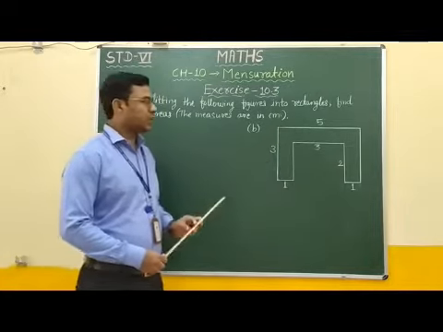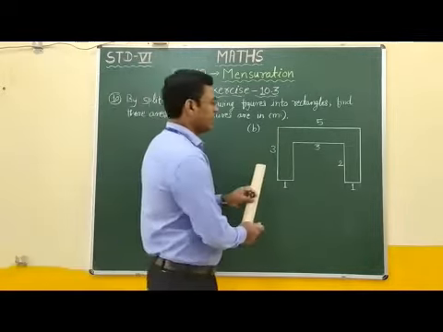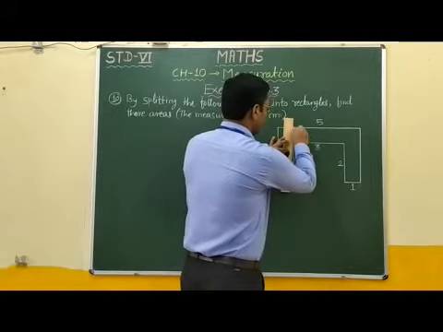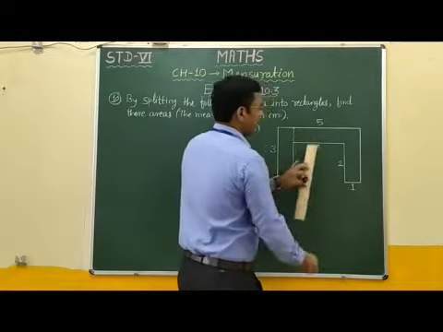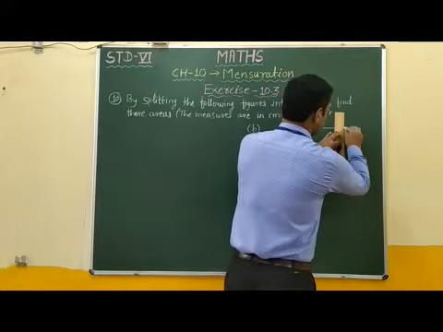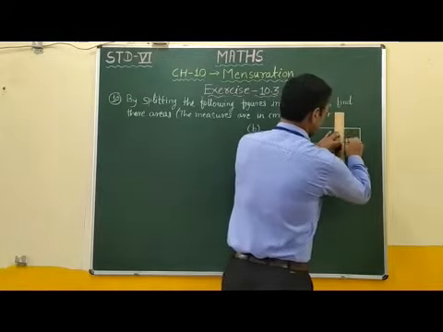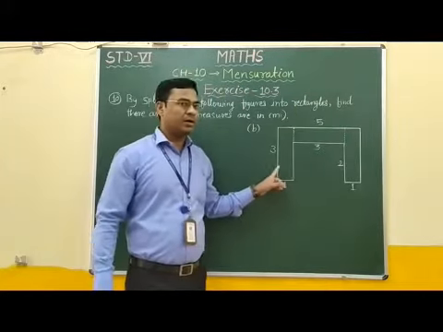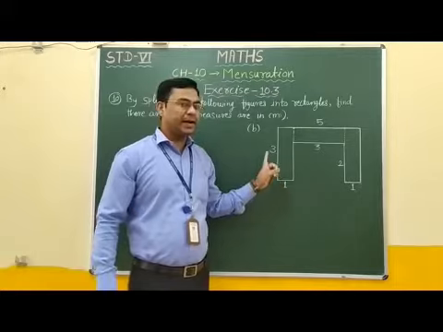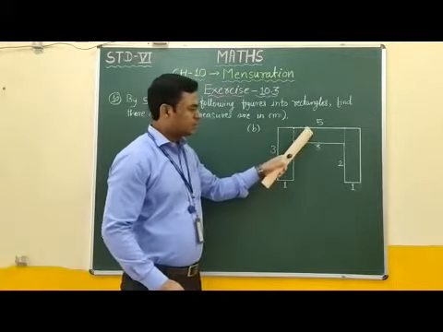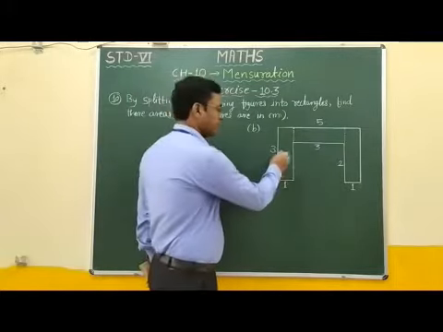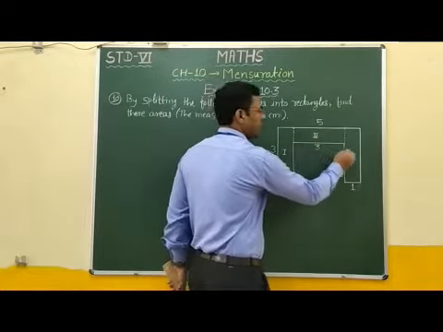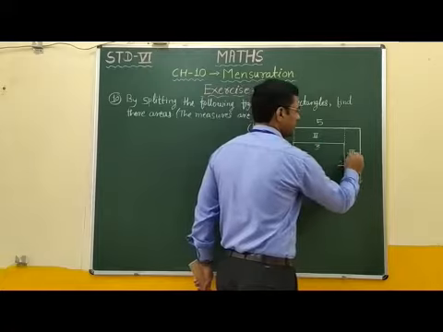Therefore, students, we can split this figure by the dotted lines. If I draw here a dotted line and here also a dotted line, then this figure splits into three rectangles, that is first, second and third. This is the first rectangle, this is the second rectangle and this is the third rectangle.